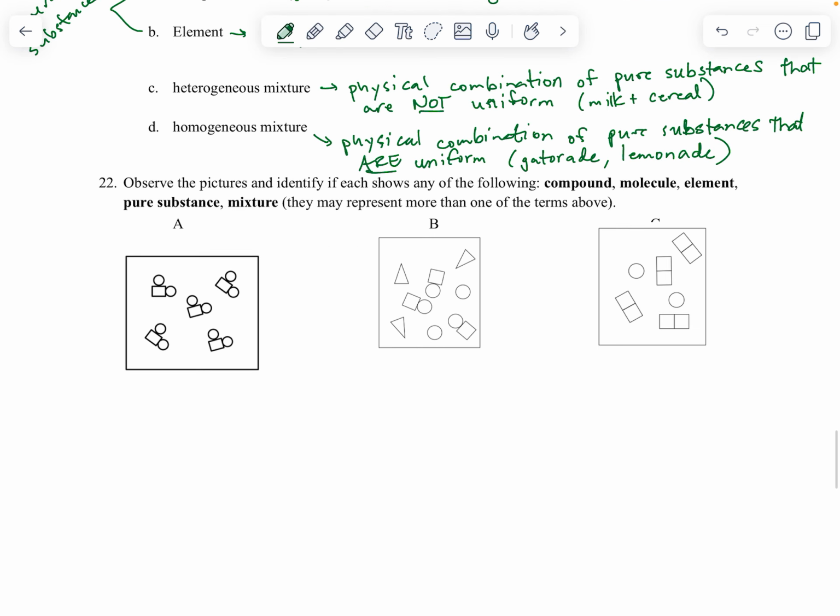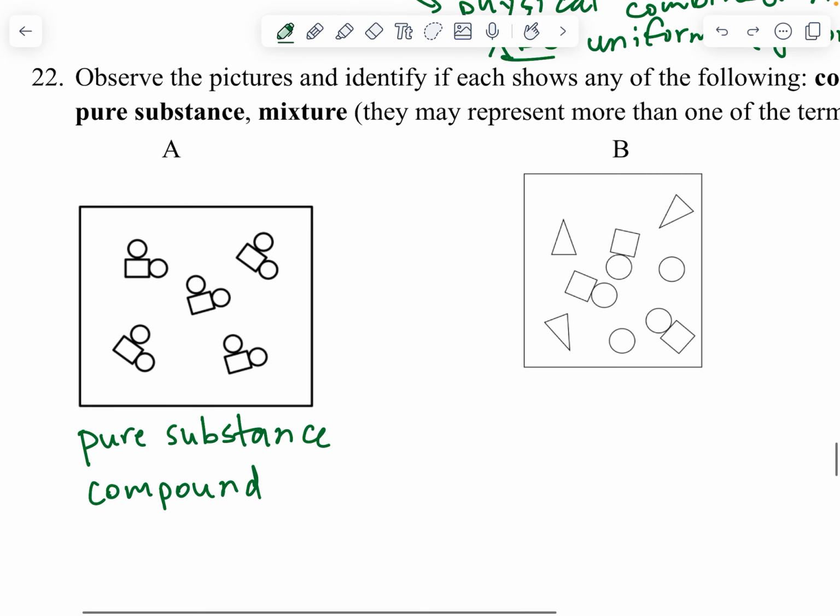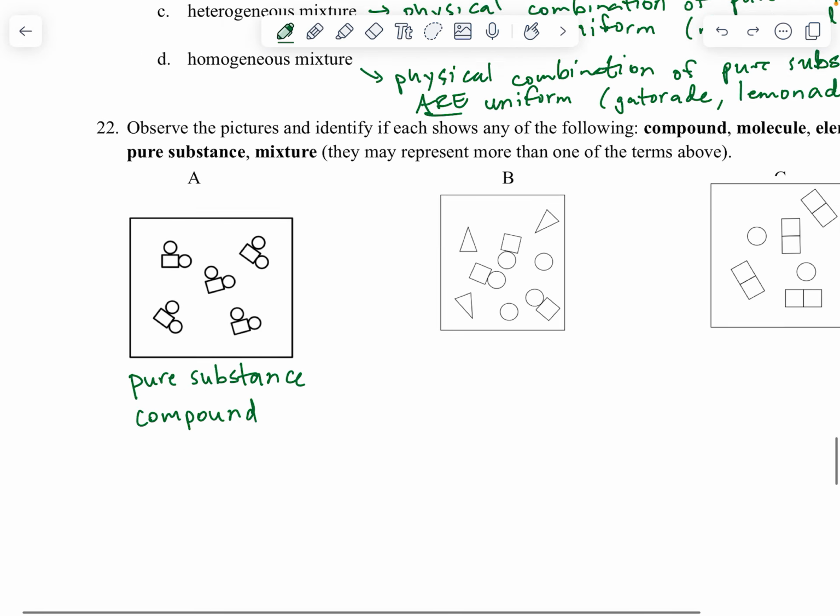And last but not least, using these terms just to identify what these things are. This is actually a pure substance. And it's a pure substance because this combination is the only thing that's in this space. So I know it's a pure substance, and it's a pure substance of compounds, right? Because, well, I just say one compound, but because these things that are bonded together are different, and that's the definition of a compound.